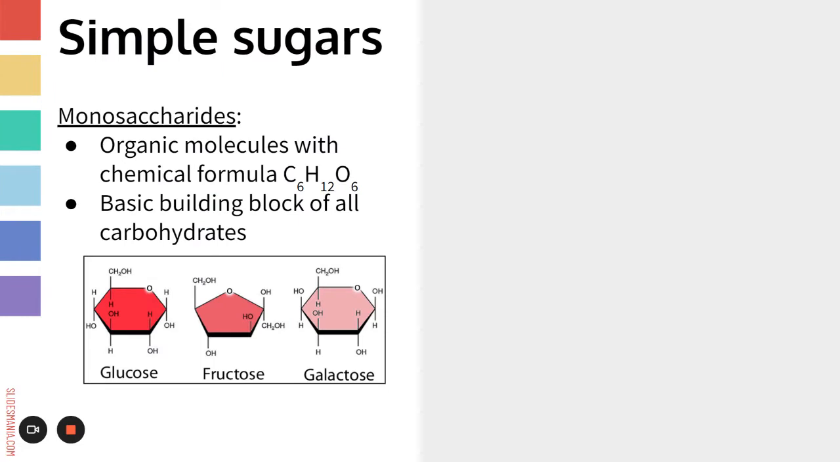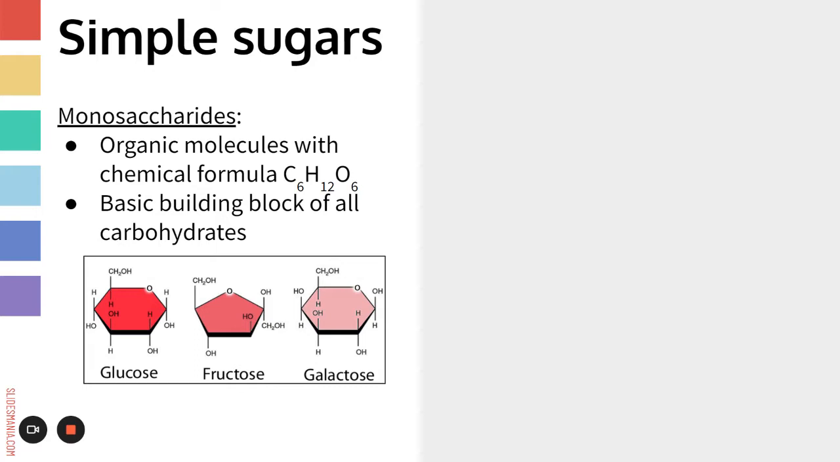So, we're starting with the most basic kind of carbohydrate, and that's a simple sugar called a monosaccharide. The prefix mono means one, so it's just a single sugar molecule. They're used to build every other kind of carbohydrate that we'll be talking about. So they're sort of the building blocks that we'll connect together to make other kinds of carbohydrates.